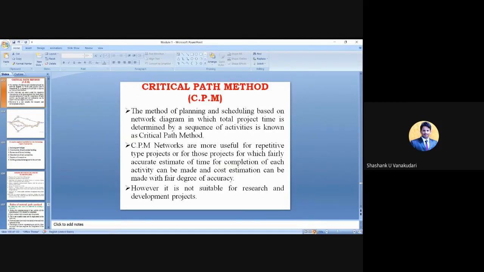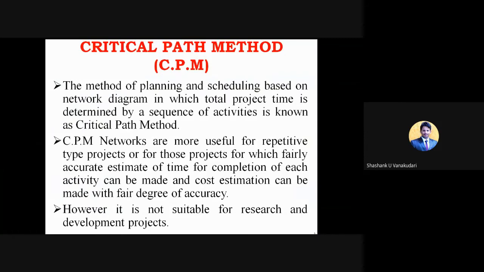Moving on to the concept of the critical path, it is a method of planning and scheduling based on the network diagram, in which the total project time is determined by a sequence of activities. This critical path method is dependent upon the number of activities and the durations. CPM networks are more useful for repetitive types of projects, or for projects where fairly accurate estimation of time for completion of each activity and cost estimation can be made.